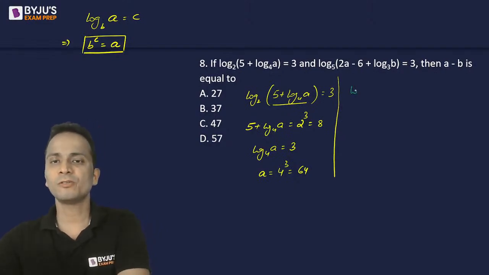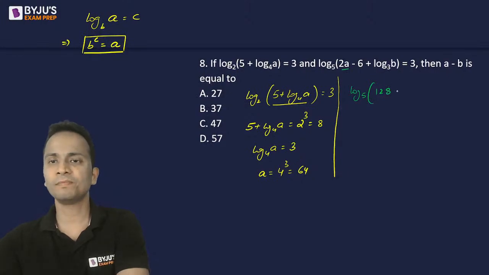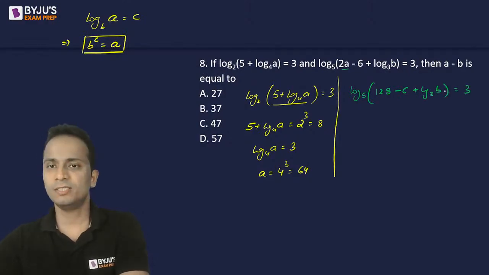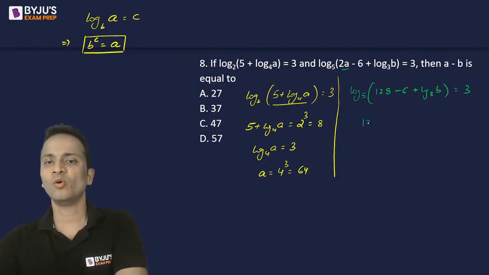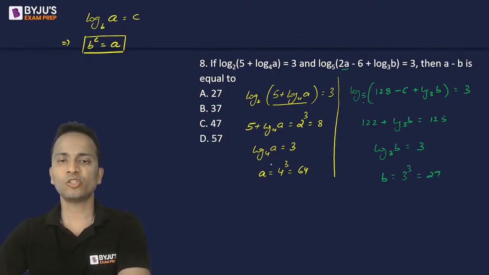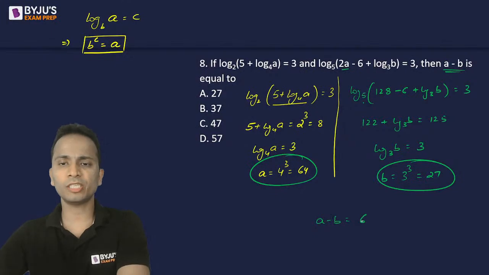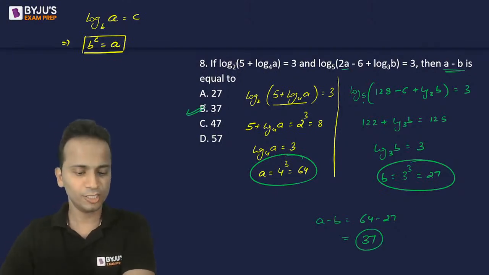Now using the second equation, log of base 5 to a. The value of a is 64, so 128 will be the value of 2a, minus 6 plus log of b to the base 3 is equal to 3. Done. अब इसको simplify कर लेते हैं. 128 minus 6 is 122 plus log b to the base 3 will be equal to 5 raised to the power 3, that is 125. So log of b to the base 3 will be 125 minus 122, that is 3. I'm solving it step by step, so b will be 3 raised to the power 3, that is 27. So a is 64, b is 27. You have to find out a minus b. So a minus b will be equal to 64 minus 27, that is equal to 37. So 37, option B should be the correct answer.